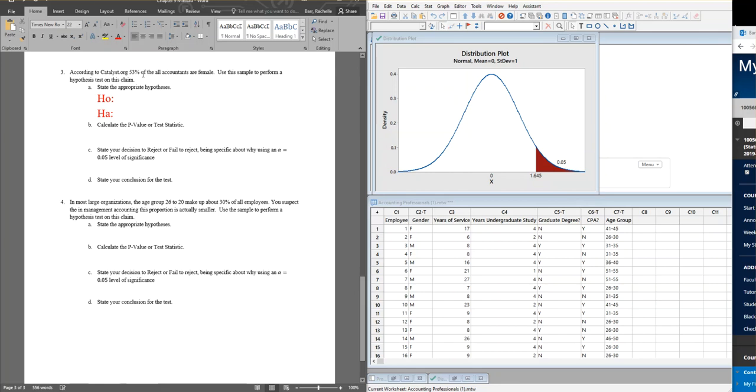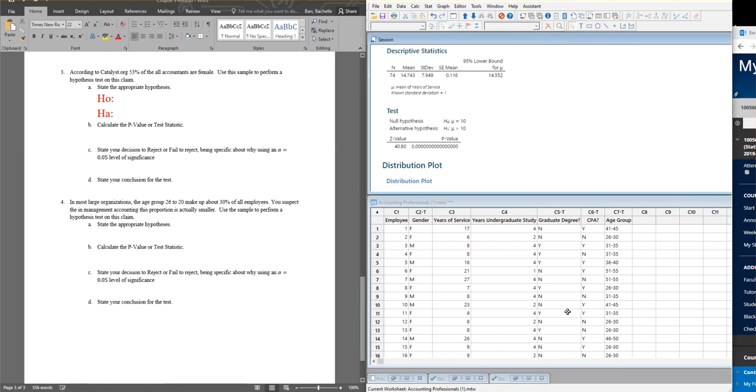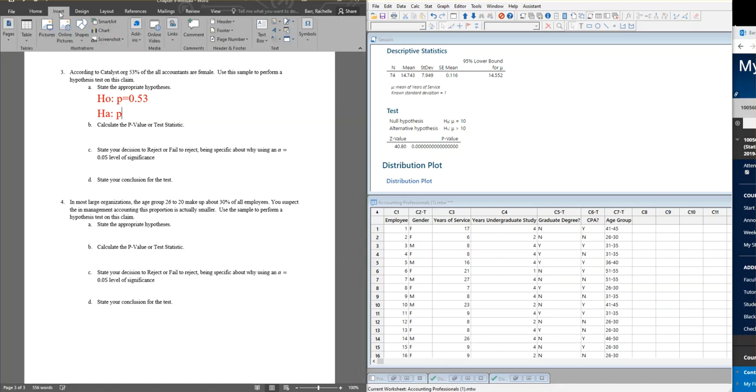Okay, so we know that about 53% of all accountants are female. Let's use this sample to perform a test on this claim. So we've got gender. That's going to be the variable I'm interested in. So I'm going to do proportion equal to 0.53. Or wait, do we think it's more than that? Test this claim. We don't have anything about more or less, so it's just going to be not equal to. Remember, the not equal to is your default when you're not sure what to do, or when it's not anything about I think this group is greater or that group is greater.